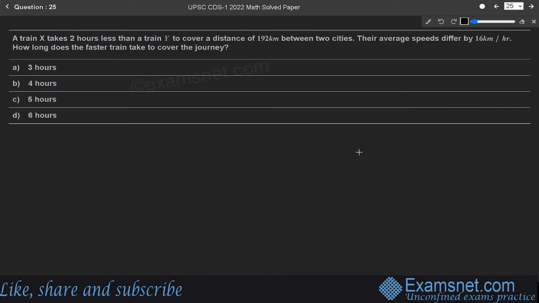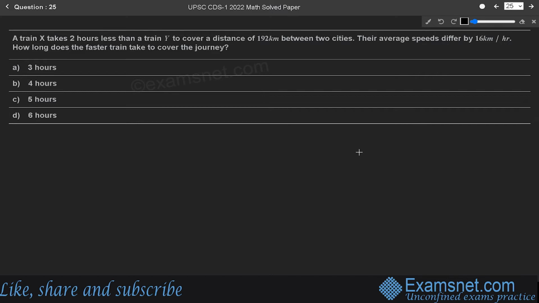Next question is, a train X takes 2 hours less than a train Y to cover a distance of 192 km between two cities. Their average speeds differ by 16 km per hour. How long does the faster train take to cover the journey? See, this is a word problem and it is a very interesting question. This type of question always comes in the exam. It came back in 2018.